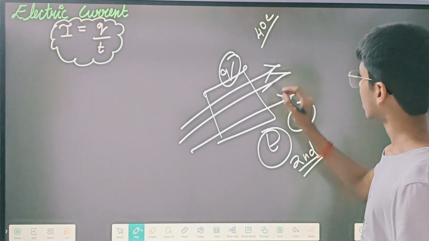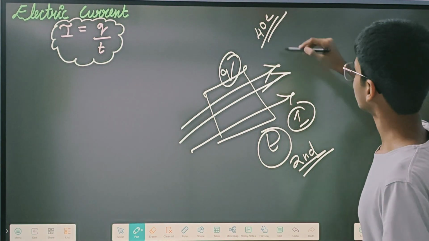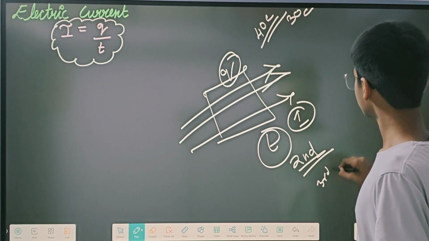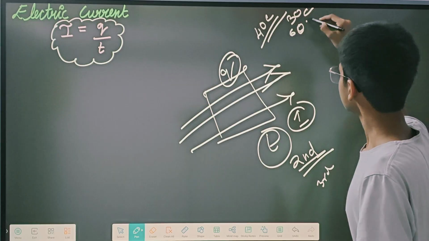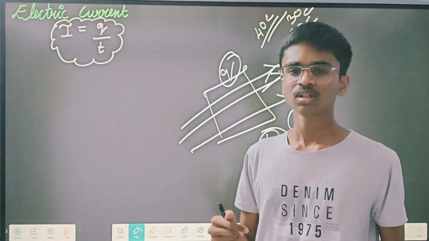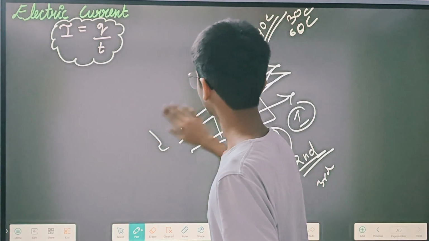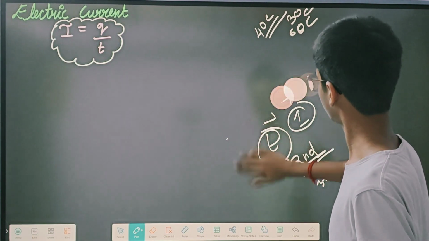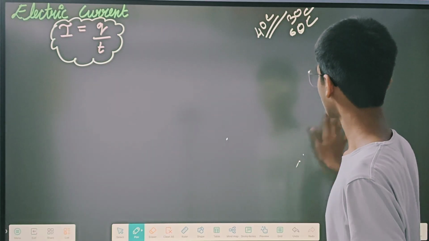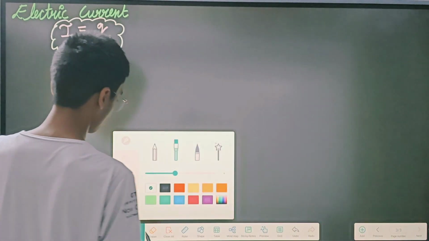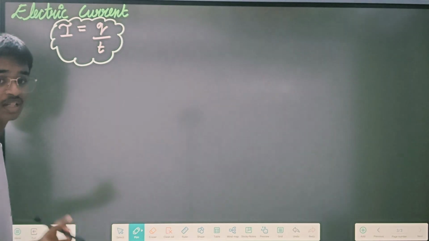in the first second there are 40 coulombs, in the second second there will be about 30 coulombs, then in the third second there are about 60 coulombs. See here, with respect to time, charge is varying. In that case, what formula are you actually allowed to use? If you are strong in basics, then you will know that we will be using differentiation and then integration.